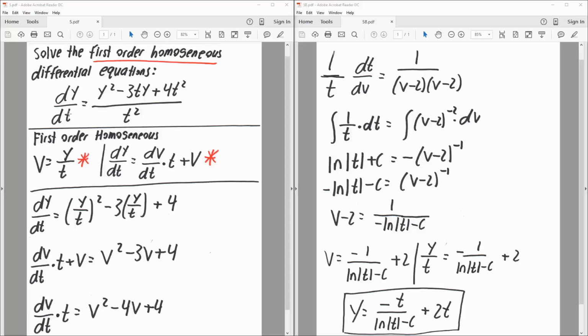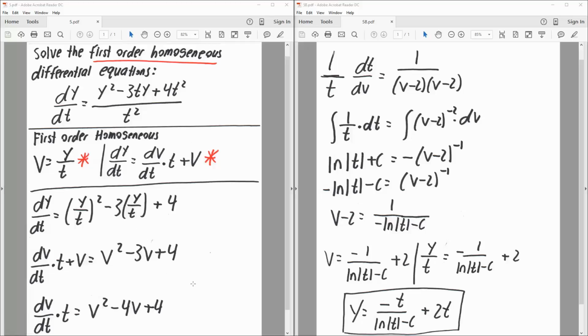So let's get started. dy/dt is equal to y divided by t squared minus 3yt, because this t would cancel with this and we would be left with y over t. So minus 3 times y divided by t, and 4t squared divided by t squared would be plus 4. So we can write this as this. And now we're going to say dy over dt will equal this. dv over dt times t plus v is equal to y over t, which is v, so v squared minus 3v plus 4, like this.